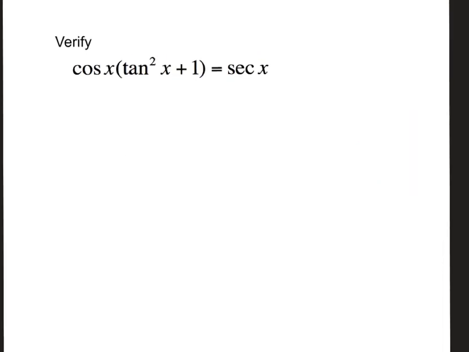Okay, with this one, again, visually, whenever I see something squared and a 1, my brain jumps to the Pythagorean identities. And the Pythagorean identity that's dealing with tangent squared looks like this. It's tangent squared theta plus 1 equals secant squared theta. Well, that's what I have. I have tangent squared x plus 1. So all of that is just the same thing as secant squared x.